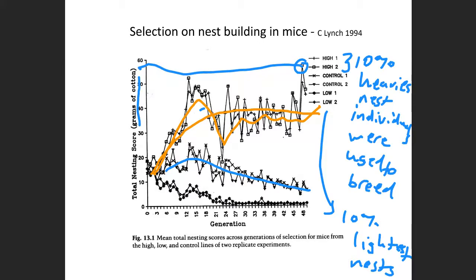I mean, it makes sense in the low lines where they're only allowing the lightest nest builders to breed, and it happens faster in those. So genes definitely affect nest building in mice, and we'll see a couple more examples that aren't in the text. But what's going on with those controls?